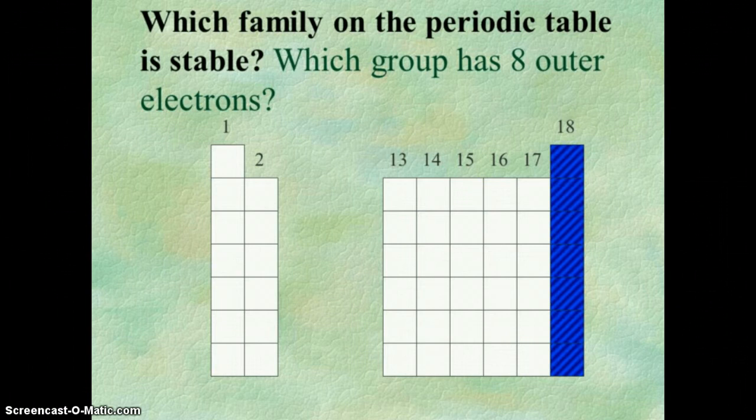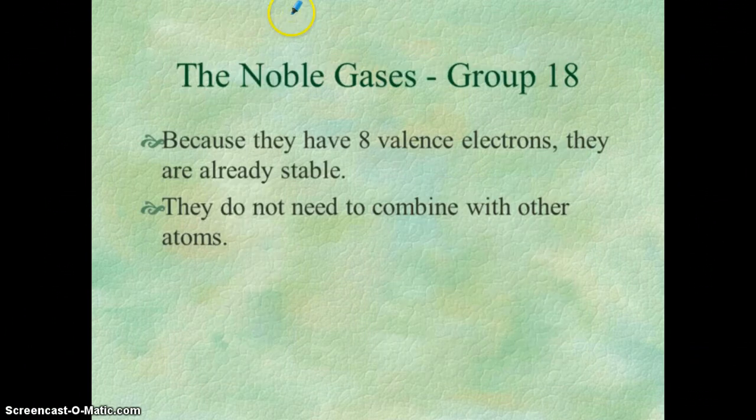So which family on the periodic table is stable? Which one is already happy? We know it's group 18. Anybody remember the name? The noble gases. The noble gases are stable. They're already happy. Because they have 8 valence electrons, they're already stable. They do not need to combine with other atoms. They often just hang out by themselves.